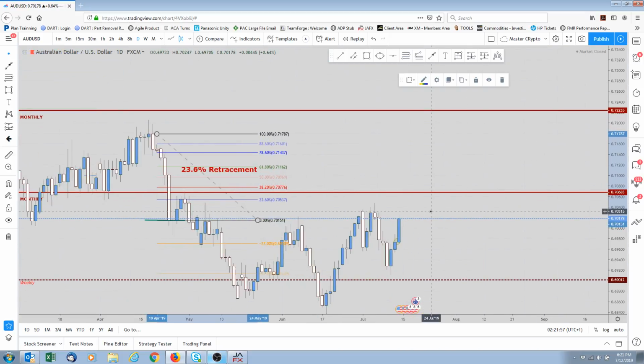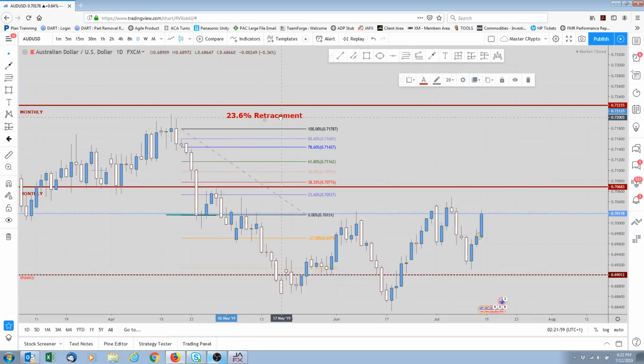Let me just make this a little bigger, get this out of the way. So yeah, you can see here, price came down, found support, retraced to our 23.6%, and then we saw an engulfing pattern right here. This candle engulfed this guy, and like I said, when price only retraces to the 23.6%, you're most likely going to see a fast sell. And look what happens.